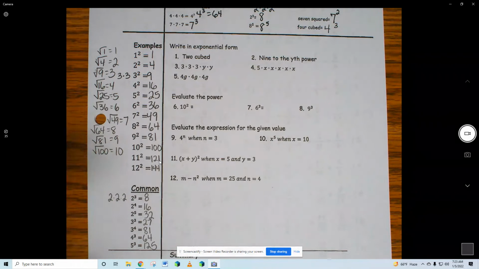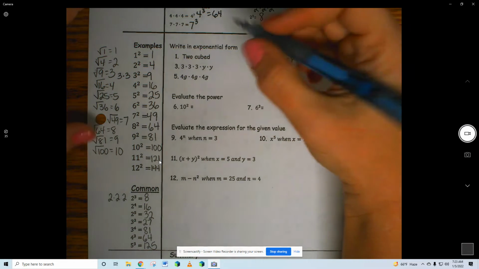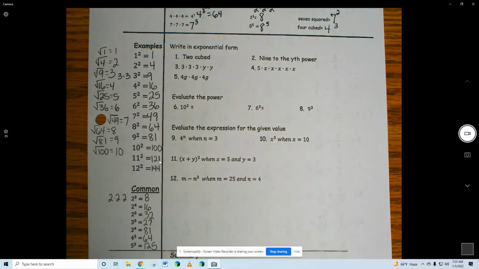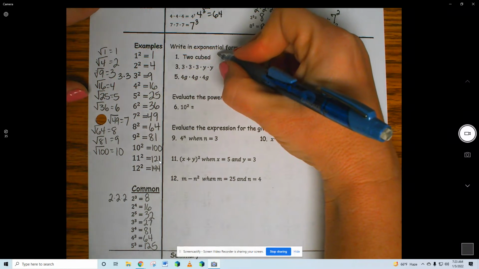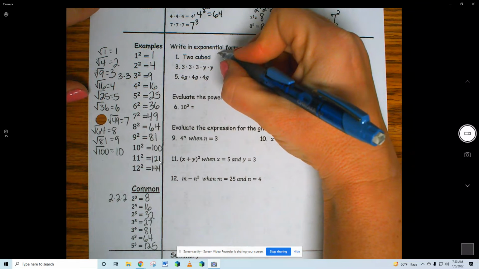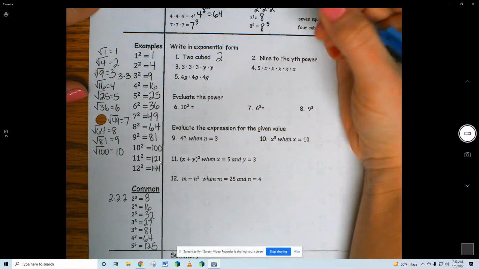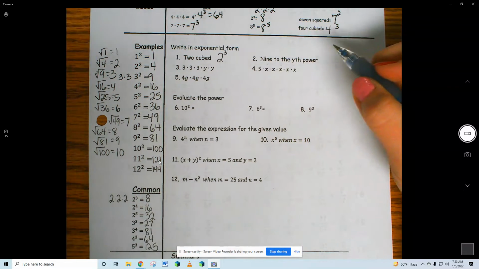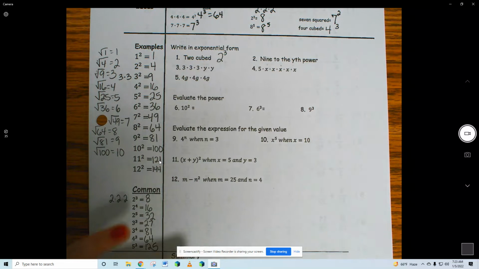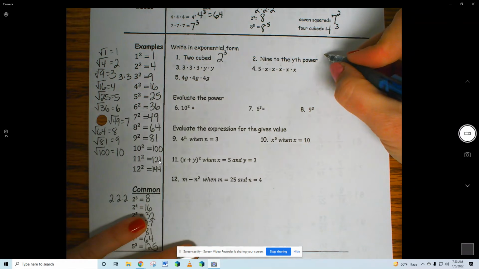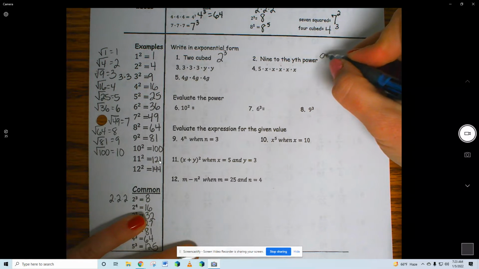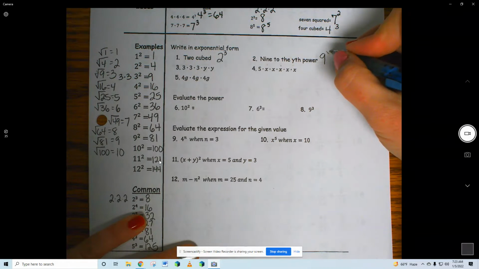All right, number 1. 2 cubed. How do I write it with an exponent? A number and an exponent. What do I put? Two with a little 3. Number 2, 9 to the y power. I don't know the power, but it's a y power. So I put a 9 and a little y.